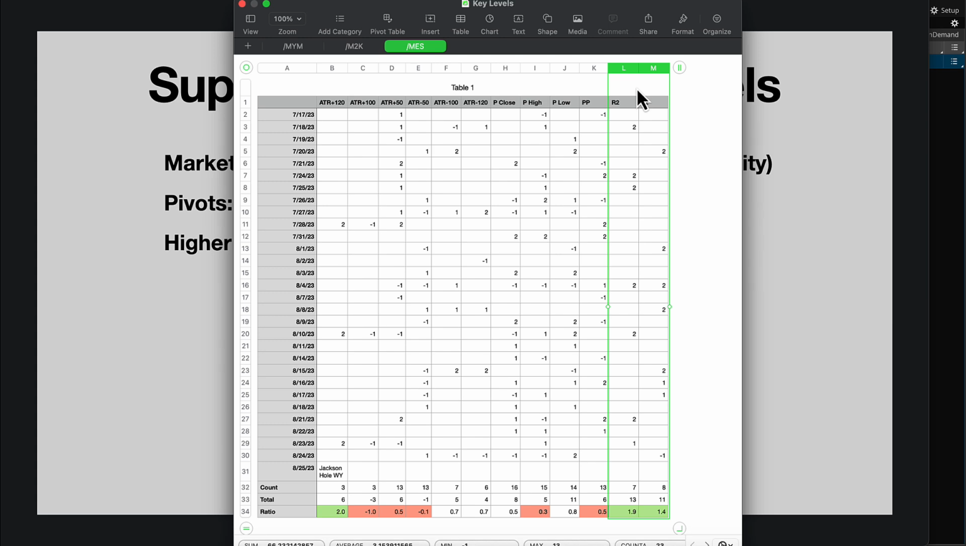That's why we're not including R3, S3. It's just R2 and S2. We're going to keep it as simple as possible. And as you watch my slide presentation, it will become very clear why I selected those levels. And so let's go ahead and dive right into that.